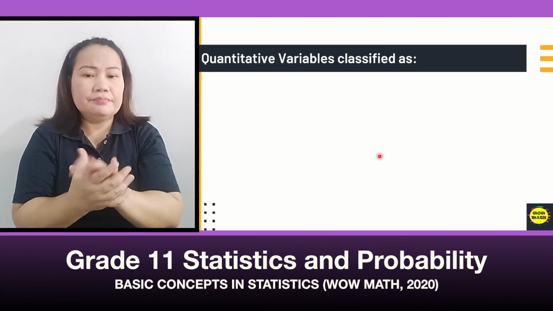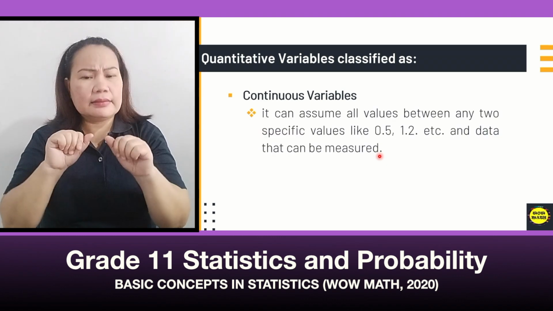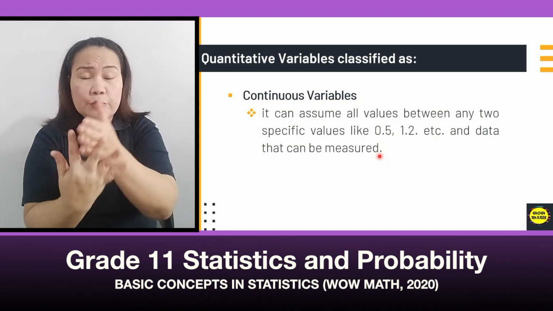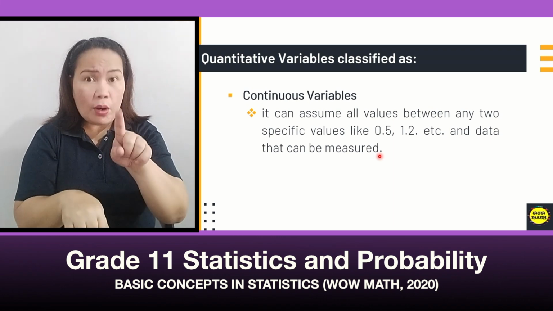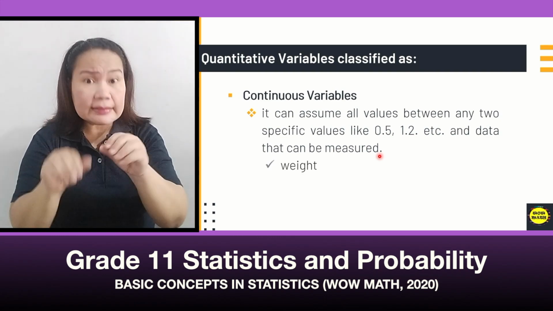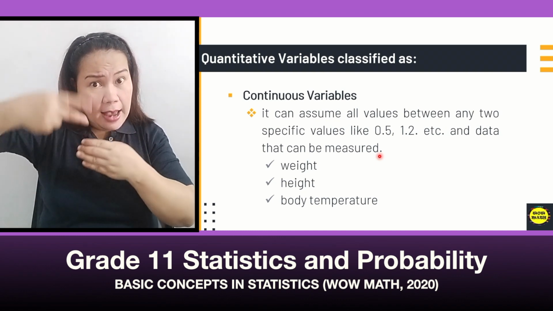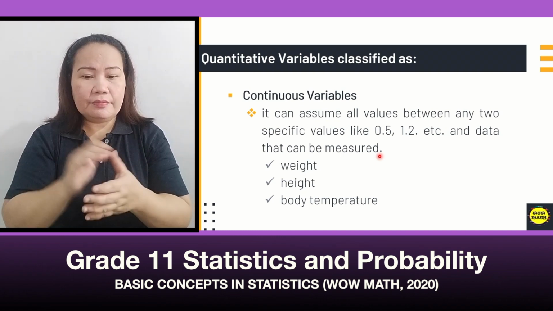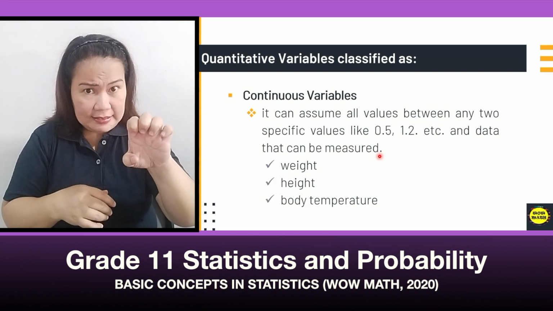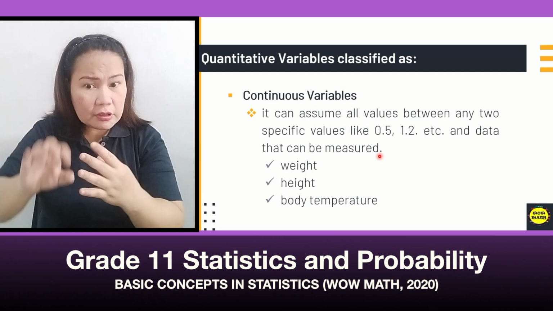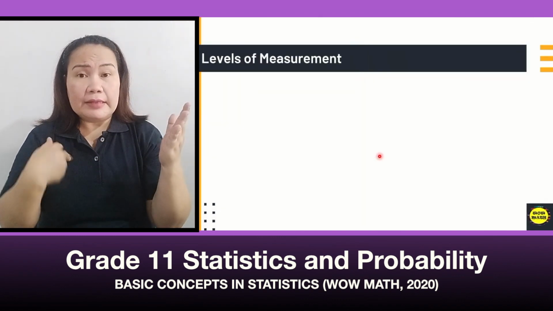The other quantitative variable is the continuous variable. When you say continuous variables, it can assume all values between any two specific values like 0.5, 1.2, etc. And data can be measured. For example, weight, height, body temperature. So, para mas madaling tandaan, kung malilito kayo sa discrete and continuous, pag discrete, that is countable. Pag continuous, it is necessary na magkakaroon ka ng decimal.